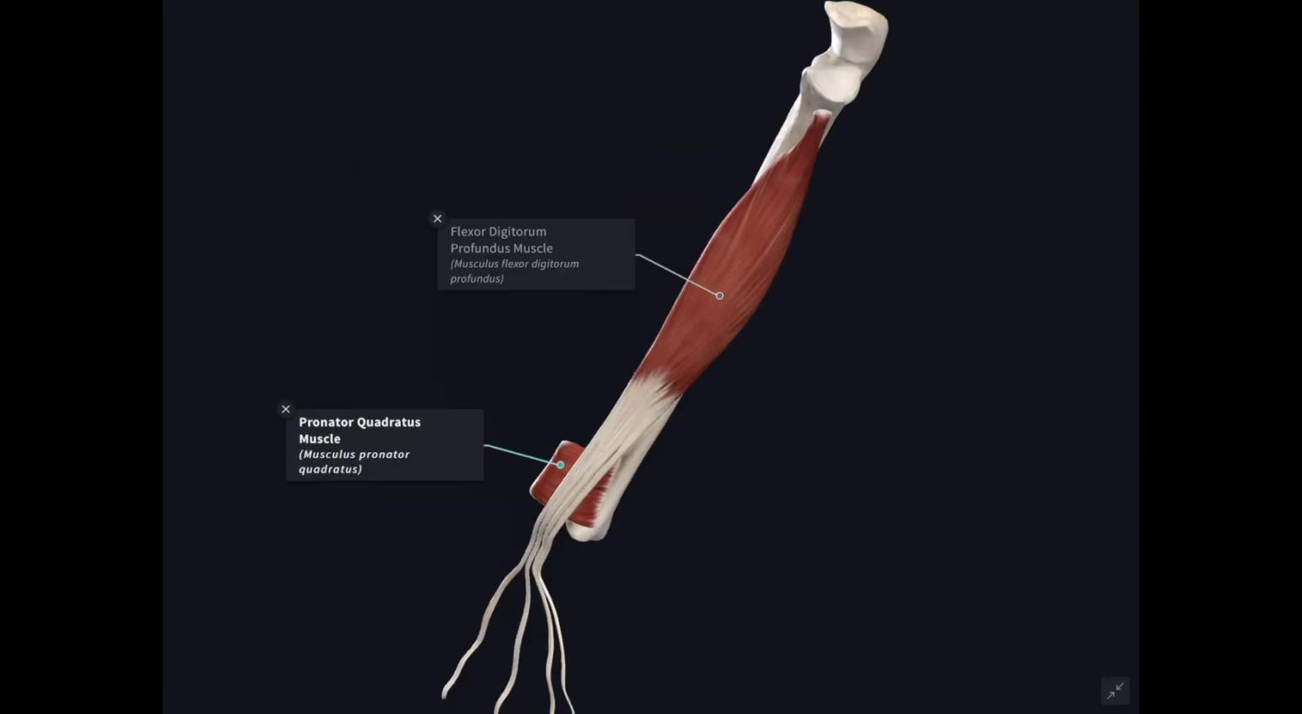Here you can see the upper 3/4 of the anterior and the medial surface, along with the medial surface of the olecranon and the coronoid process, giving origin to the flexor digitorum profundus muscle. And then the lower 1/4 of the anterior surface gives origin to the pronator quadratus muscle.